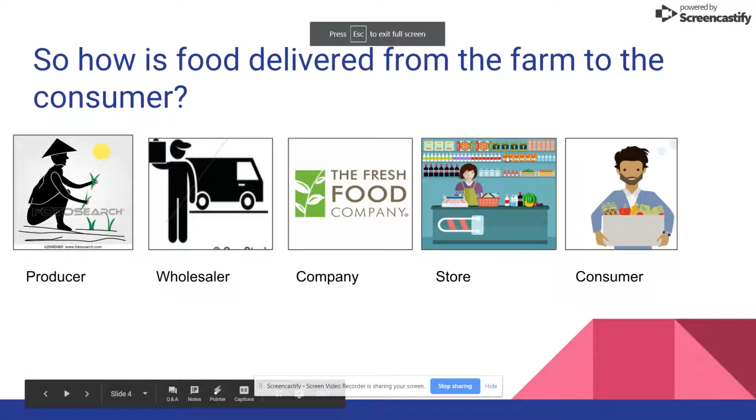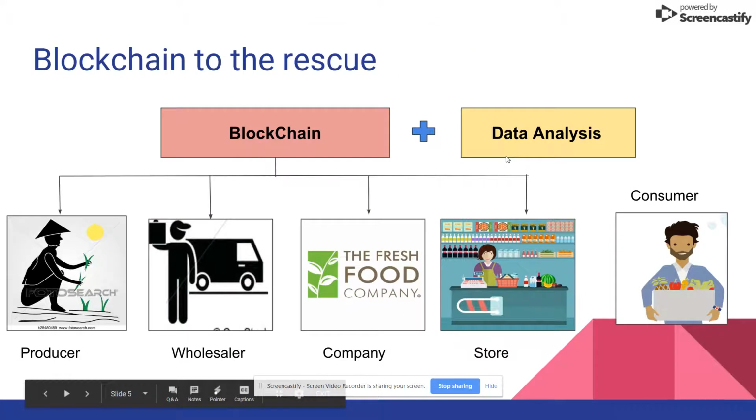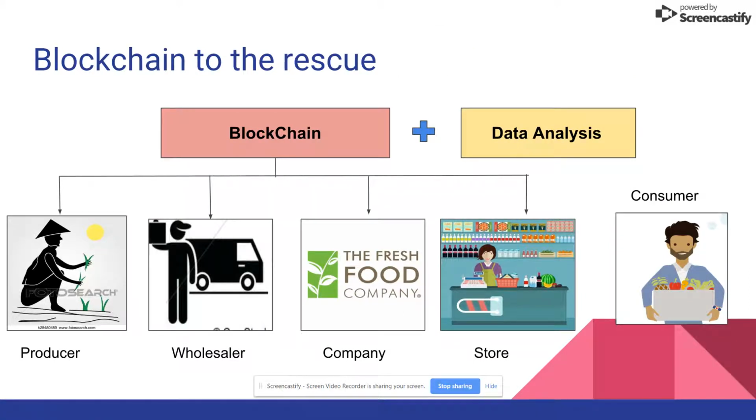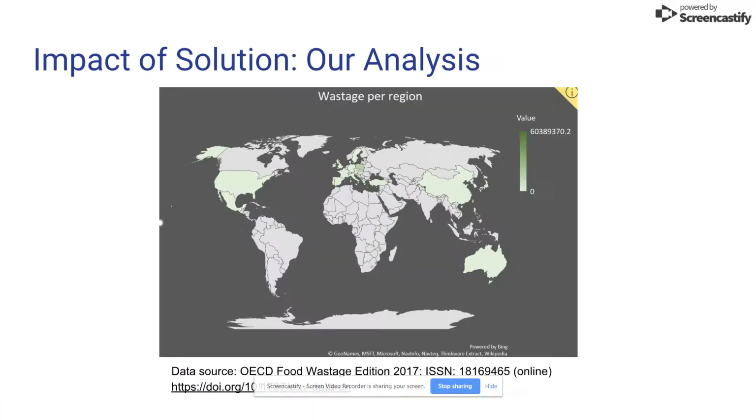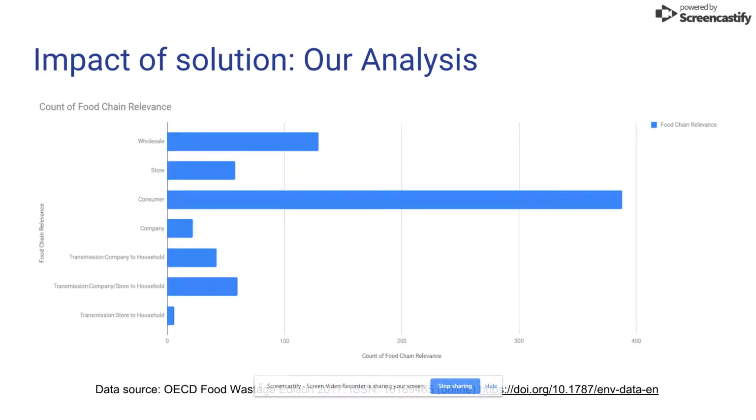Hi. Explaining the blockchain to the rescue solution that we have devised for this problem. This problem can be solved using two components, blockchain and data analysis. Now, why we use data analysis is because this graph shows that there is a lot of wastage from the consumer end.